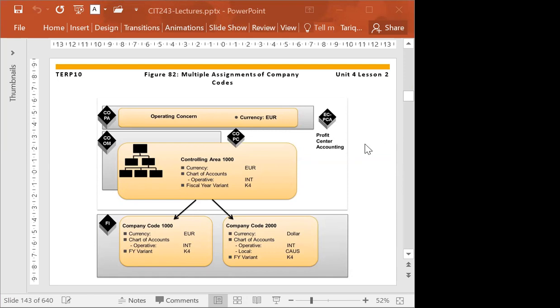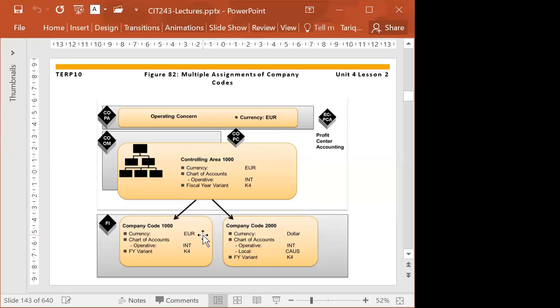So, for example, if we have 2 controlling areas for this operating concern, then this will be treated as a profitability segment. Another controlling area will be treated as another profitability segment. Okay. So if you hear the term profitability segment, then you can say that we are talking about controlling area. One or more company codes can be assigned to the controlling area.